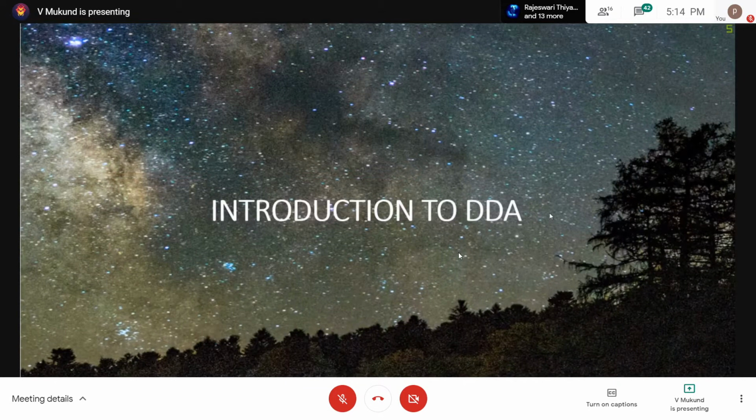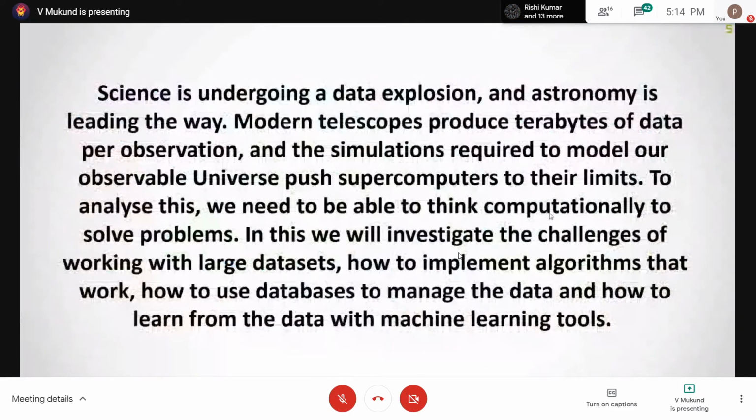Now let's head over to our main discussion of today: introduction to data-driven astronomy. Science, as you guys know, is going through a data explosion, and astronomy is leading the way. Modern telescopes produce terabytes, even petabytes of data per observation, and even simulations required to model our observable universe push supercomputers to their limits.